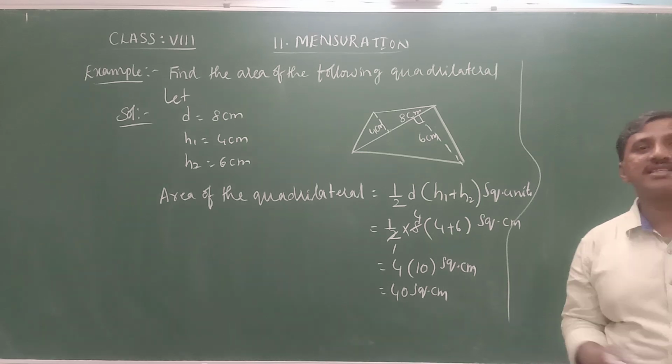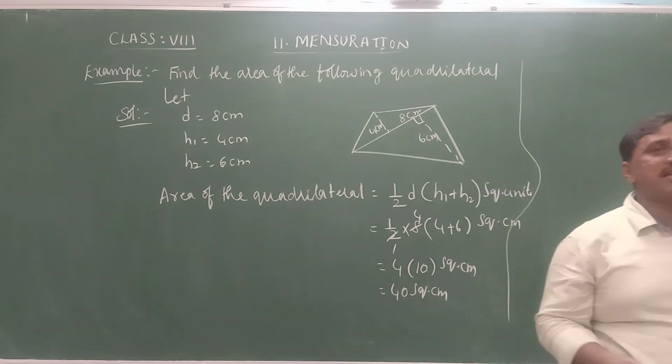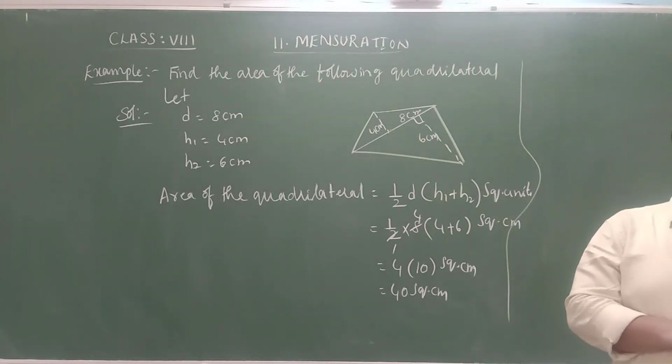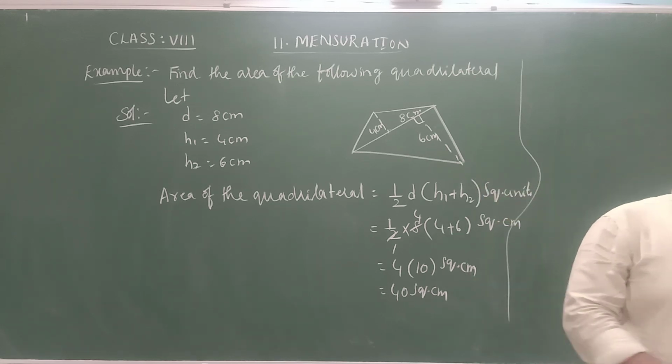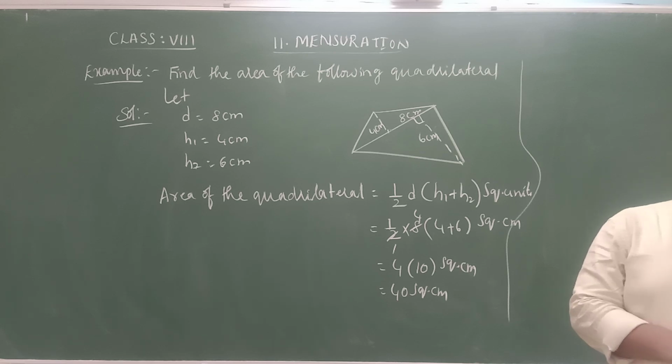So I hope you understand today's concept. What we discussed are two derivations, the area of a trapezium and the area of a quadrilateral, and we have discussed one example for each.